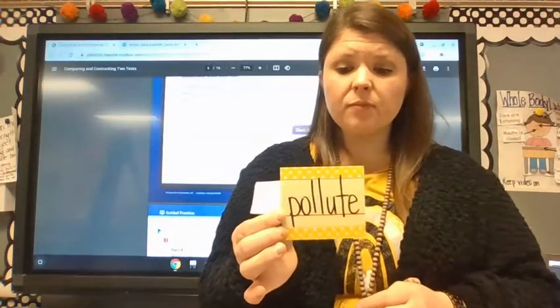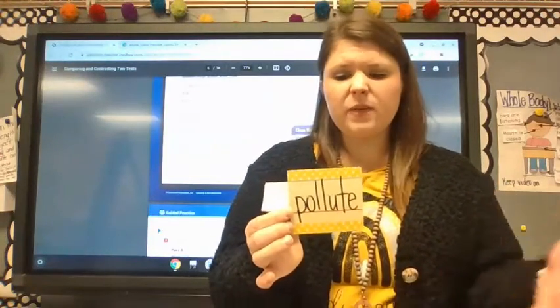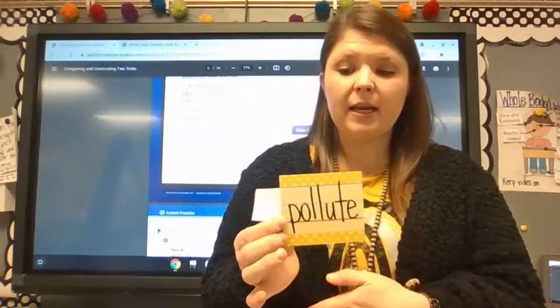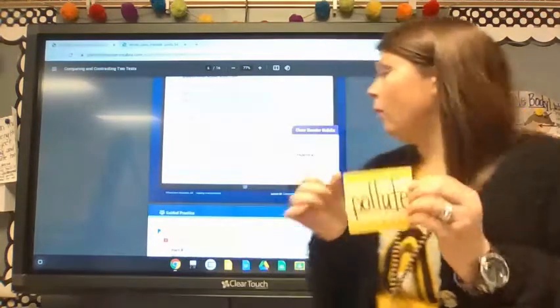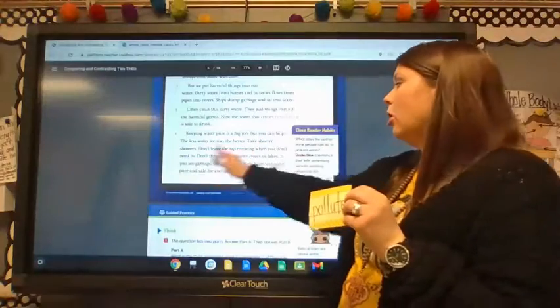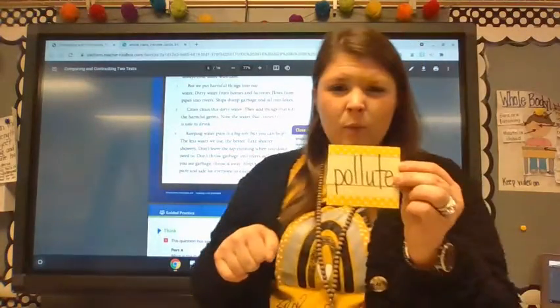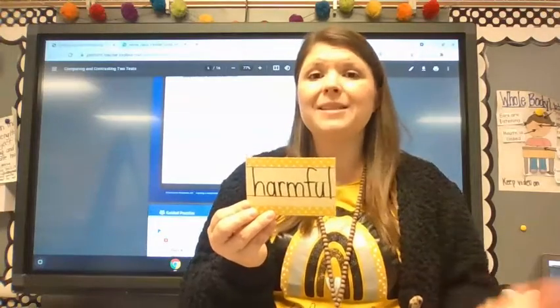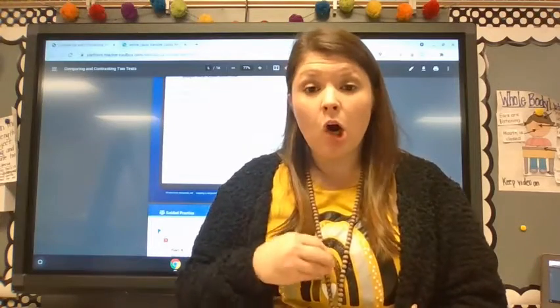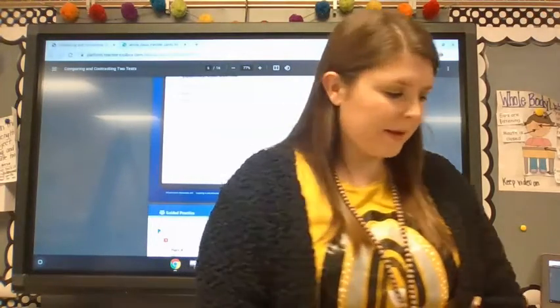So to pollute means to make impure or unclean. It's when something is contaminated by man, okay? So when we are polluting the water, that means that we are throwing garbage into it. And when water is polluted, it can be harmful to us. Harmful means likely to be damaging. So we want to make sure that our water is not polluted so that it is not harmful to us, okay? Because we need it to live.